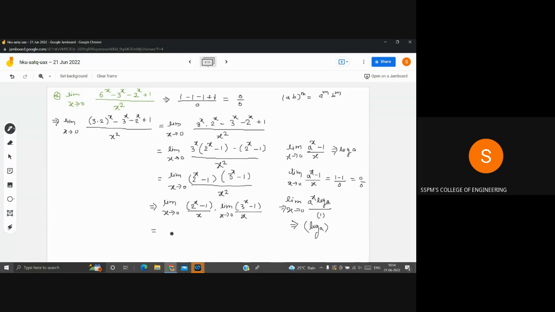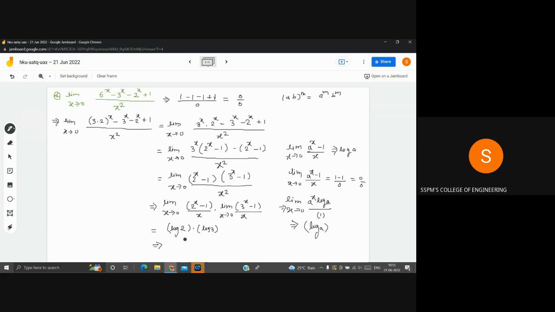And what is that limit? It is log 2. The limit for the next is log of 3. And for log 2 and log 3, what is the product? It is the same, log of 2 into log of 3.